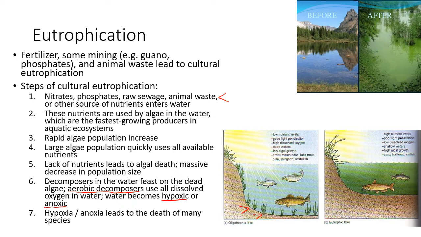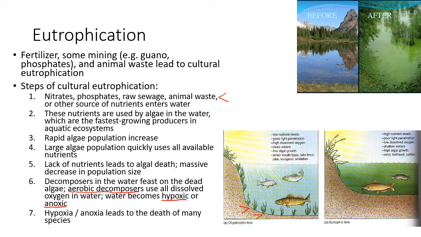The root word hypo means low, and the root an means no. That's going to lead to the death of many species, most notably fish, but also mollusks, crustaceans, and pretty much most things. You'll have some worms that are able to survive in anoxic conditions. A couple of fish will survive in hypoxic conditions, like catfish, but most fish and most other marine and aquatic animals will die.